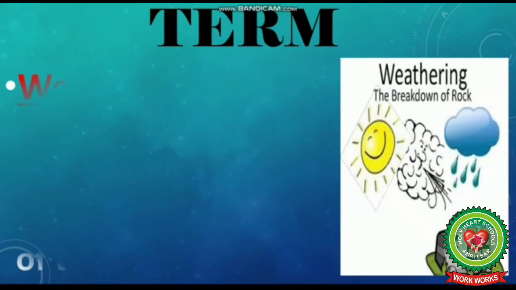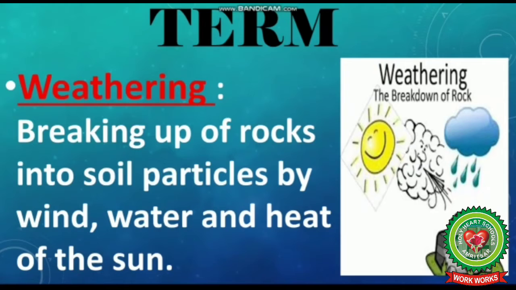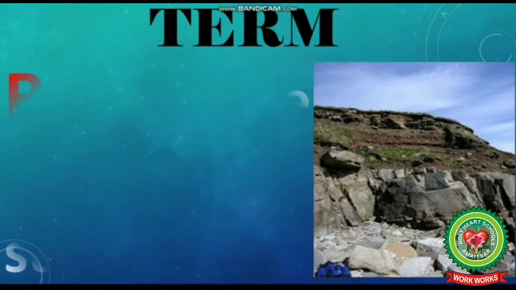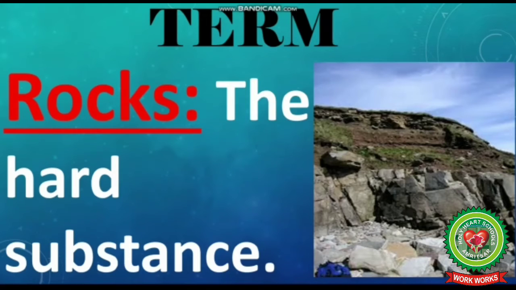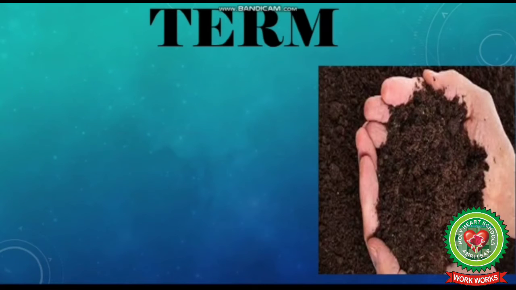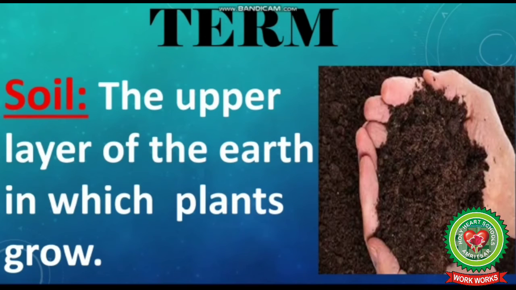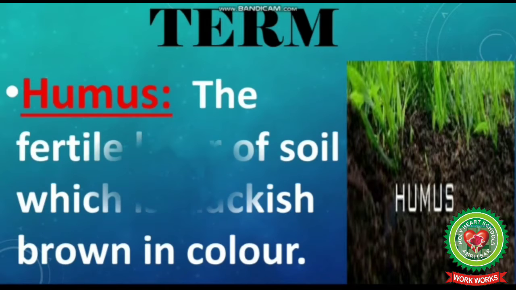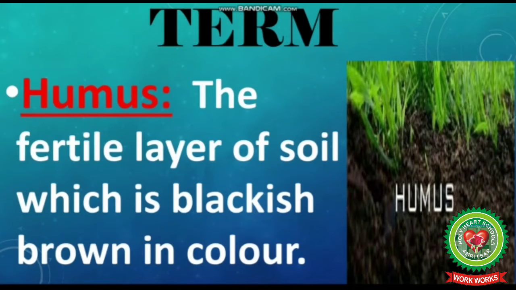Number 1, weathering: breaking up of rocks into soil particles by wind, water and heat of the sun. Number 2, rocks: the hard substances. Number 3, soil: the upper layer of the earth in which plants grow. And the next is humus: the fertile layer of soil which is blackish brown in color.